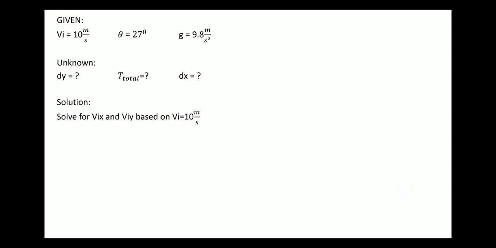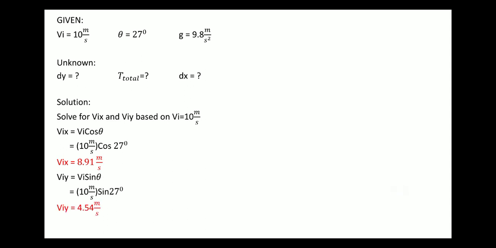For the solution, again, let's solve for VIX and VIY based on the VI, which is 10 meters per second. So VIX is equal to VI cosine theta. Substitute 10 meters per second times cosine 27 is equal to 8.91 meters per second. For VIY, VI times sine theta. So 10 meters per second times sine 27. So VIY is equal to 4.54 meters per second.